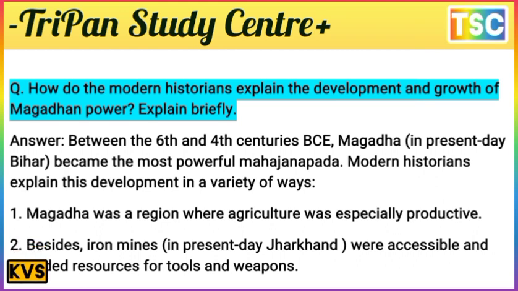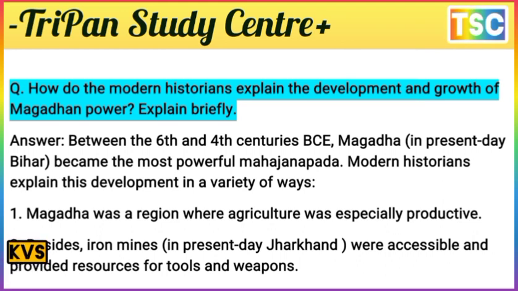Between the 6th and 4th century BCE, Magadha, present-day Bihar, became the most powerful Mahajanapada. Magadha was the most powerful in the 6th to 4th century. Modern historians explain its development in a variety of ways. The variety is an important point.